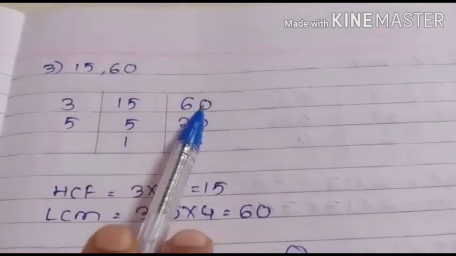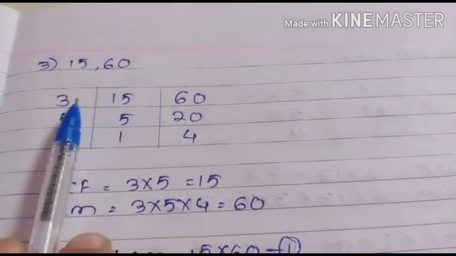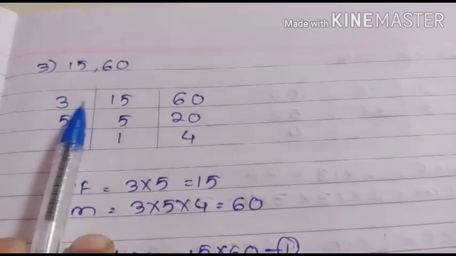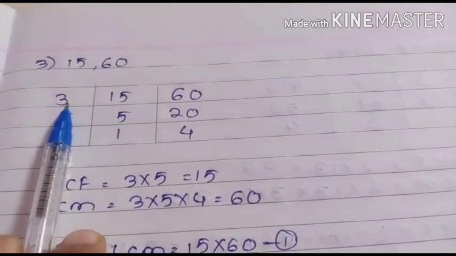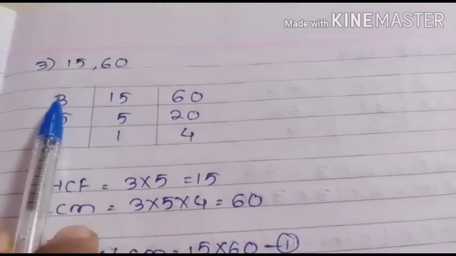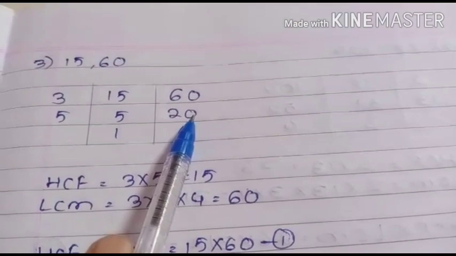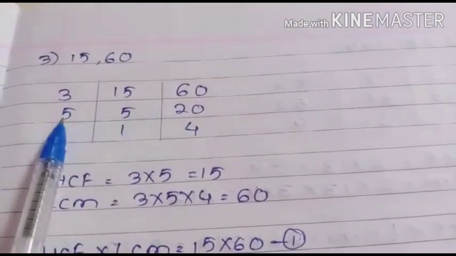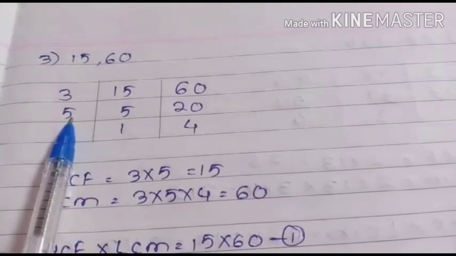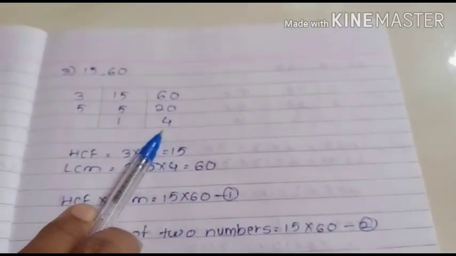Now children, just see the third example: 15, 16. Now I show it by the vertical method. 15 and 16 both are divisible by 3. So I divided here by 3. So what answer will I get? 3 5s are 15. 3 2s are 6, 3 0s are 0. So what new dividend did I get? 5 and 20. Both are divisible by 5. So I divided here by 5. 5 1s are 5. 5 4s are 20.